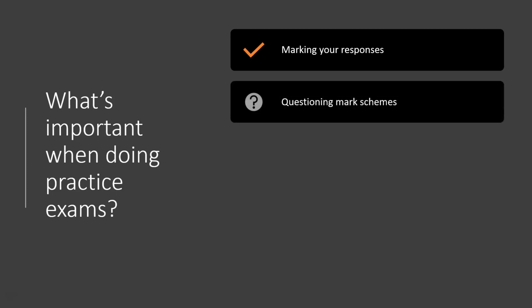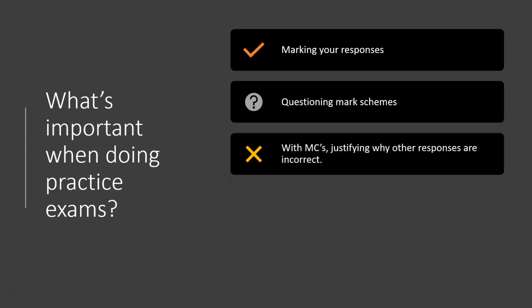You need to be able to question the mark scheme. Why does it want that? And if you can't justify why a mark scheme wants that specific answer, then you need to clarify that with your teacher. With multiple choices, it's really good, not just marking the correct answer, but actually saying why the other answers are incorrect, because you're then embedding your knowledge on that topic.